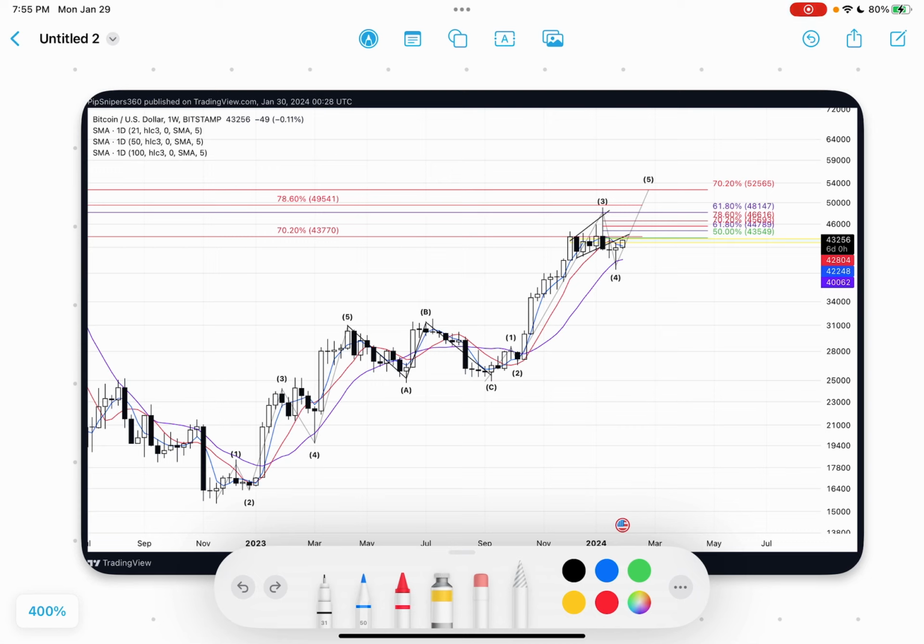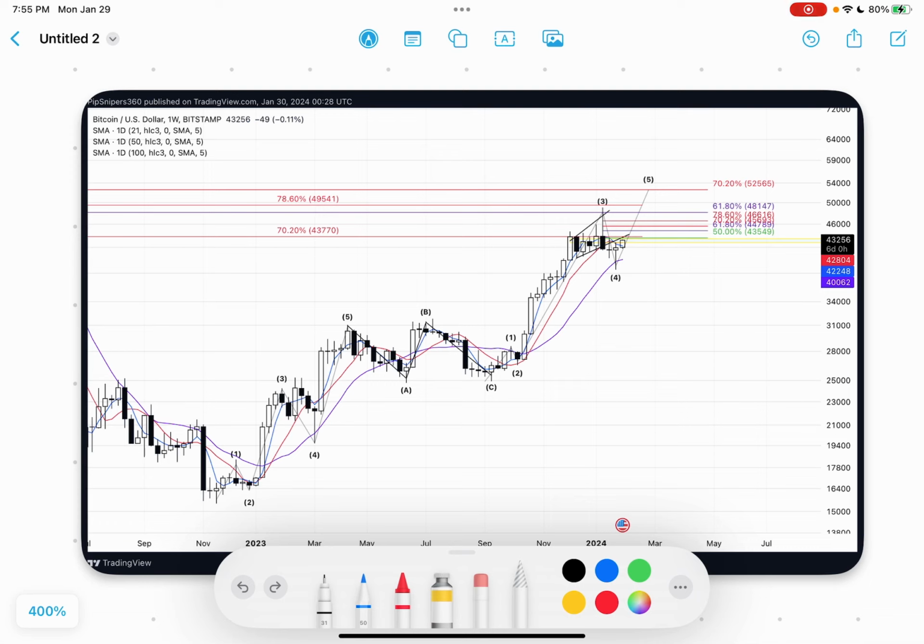After finishing up with that correction, we reclaimed the 21-day, 50-day, and 100-day SMA. Once we reclaimed that, we had our wave 2, back testing it as support. Then we had a very explosive wave 3 to the upside, hitting our 70.2% on the logarithmic scale, or our 61.8% fib on the linear scale.